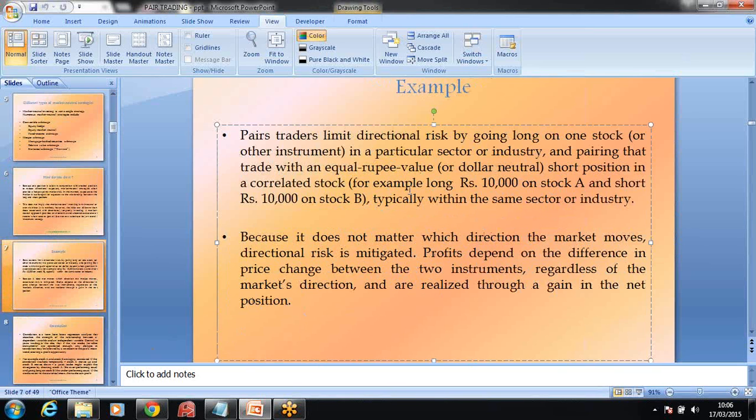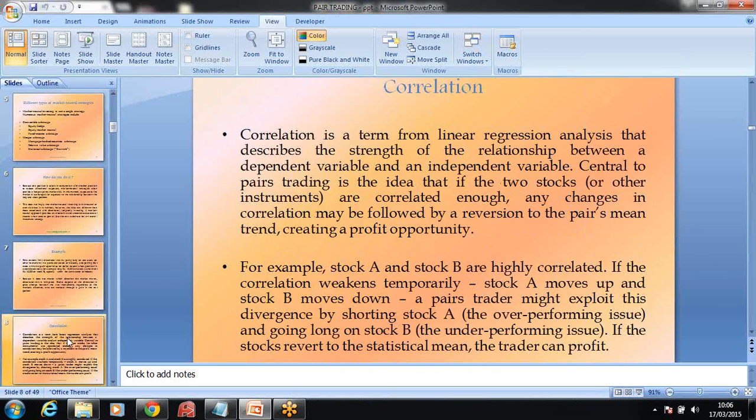So these are the things. Let me tell you a few terms which you should have in mind. One is correlation. Correlation is nothing but the relationship between two variables. Variables in the sense of two scripts or two symbols or two instruments. That is what we call correlation.